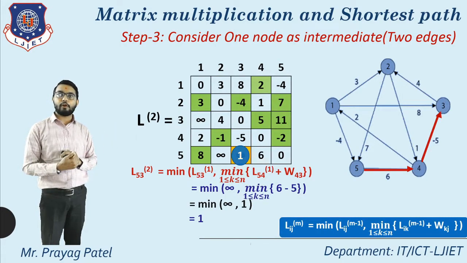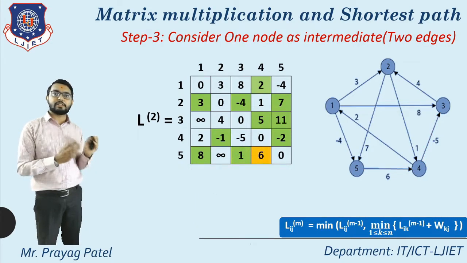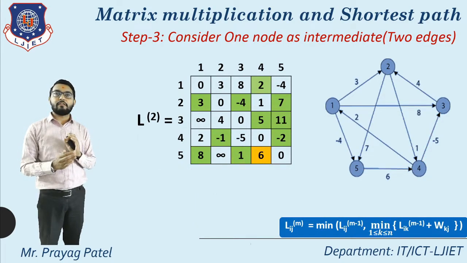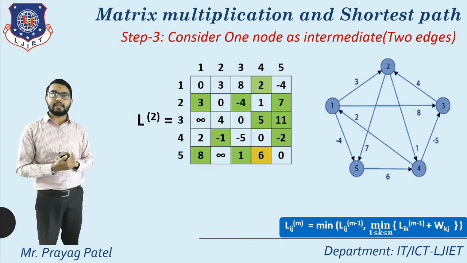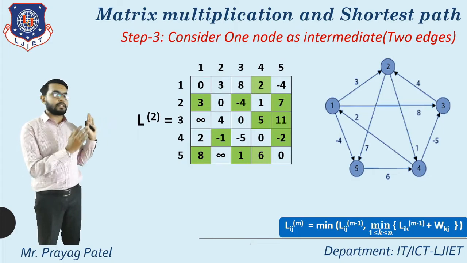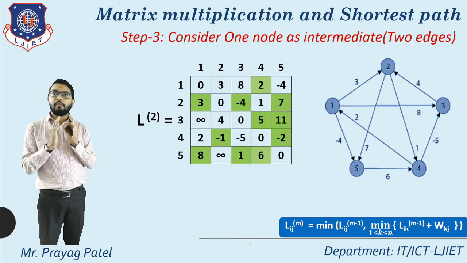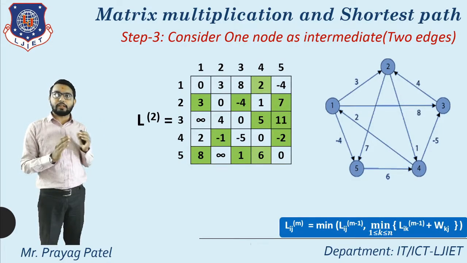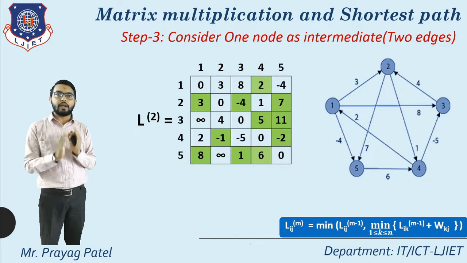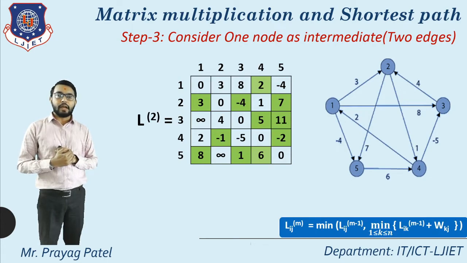Now consider 5, 4. Location 5, 4 means distance from 5 to 4. Consider one node as an intermediate, no path available. So consider distance 6 as it is. Now in this table we consider the path from 1 to all nodes, 2 to all, 3 to all, means all to all nodes, considering only one node as an intermediate. Now our next step is to consider two nodes as intermediate nodes.